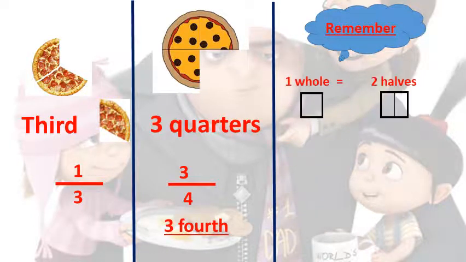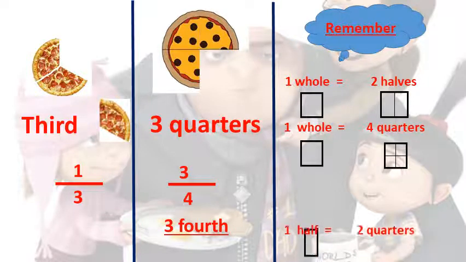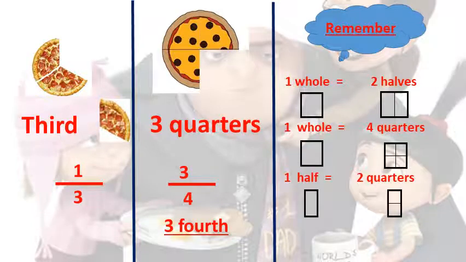Remember, primary one. A one whole can make two equal halves. One whole equals two halves. One whole equals four equal quarters. A one whole makes 4/4. One half equals 2/4. 1/4 we also can call a quarter.